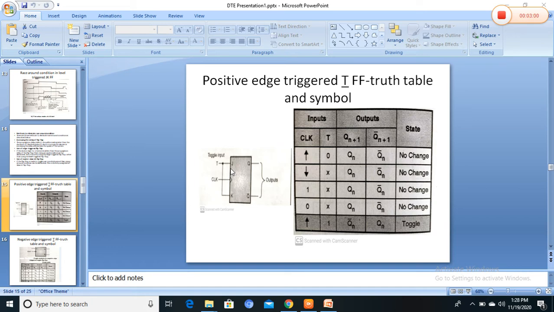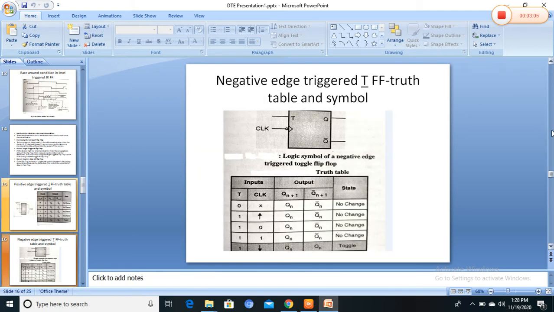This is the positive edge triggered T flip-flop, and this is the negative edge triggered T flip-flop. It has the same explanation and the same truth table, only the direction of the clock changes. In this logic symbol, for the clock we apply a bubble, and this is the symbol of the negative edge triggered T flip-flop. When the toggle flip-flop input T is equal to 1, Q and Q bar toggle, which means for every falling edge of the clock, the flip-flop output will change.